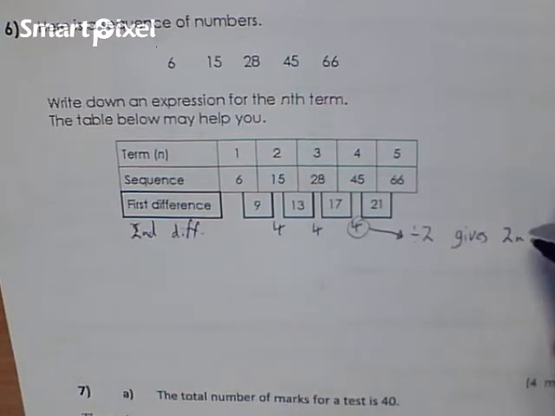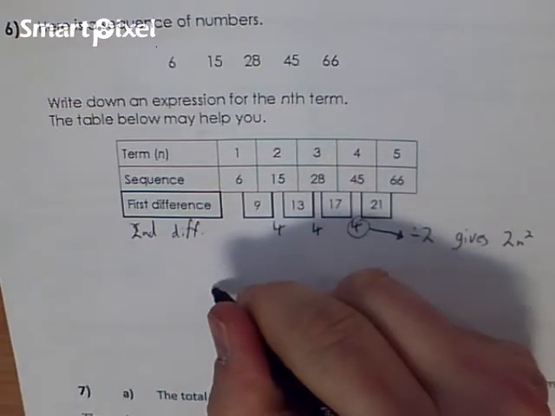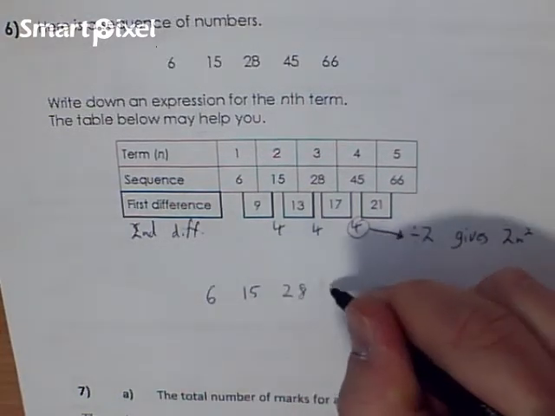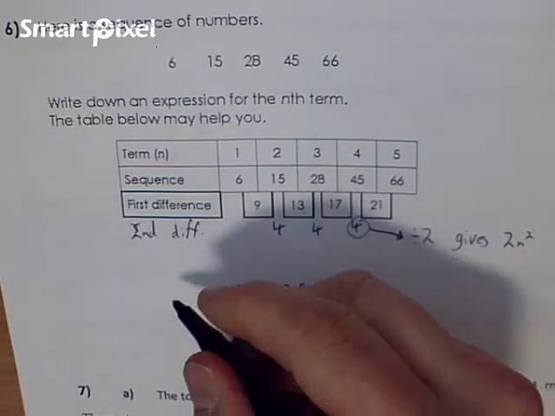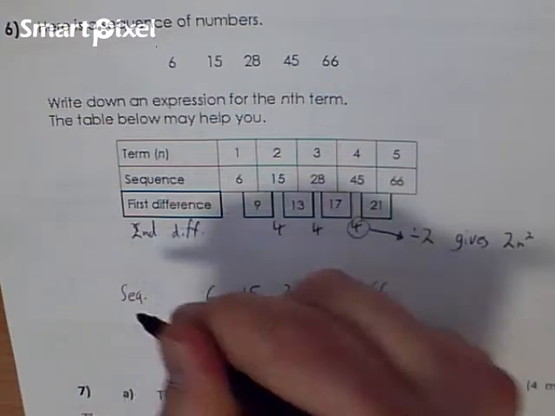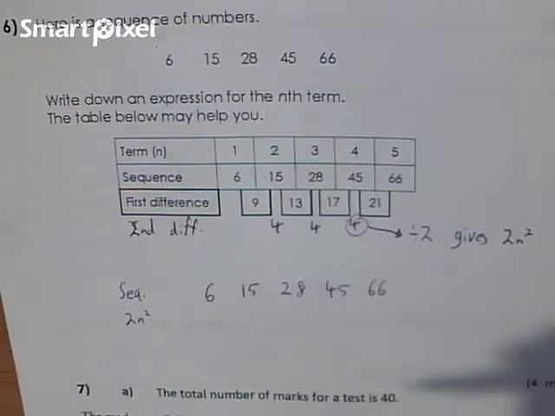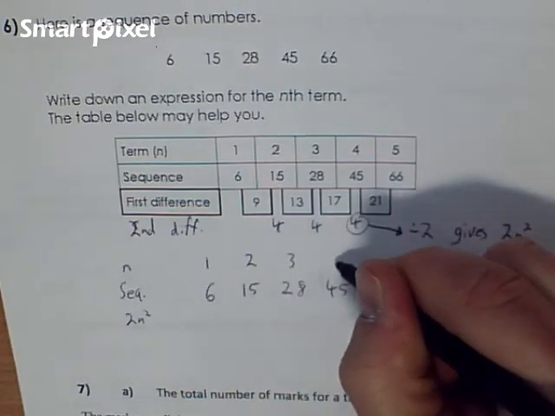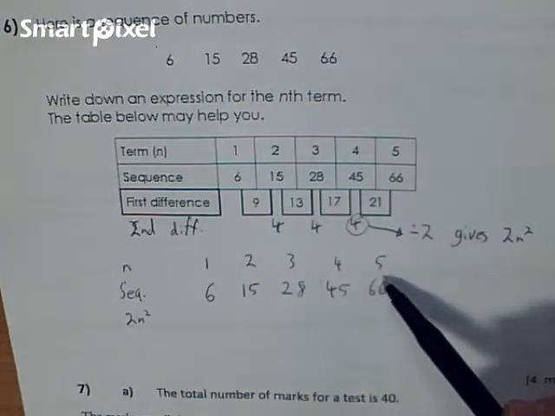2n squared. Okay. Now what I'm going to do is take my sequence, which goes 6, 15, 28, 45, and 66. I'm going to subtract my 2n squared part, because that's part of the sequence, but it's not the whole of the sequence. So here, I'm going to put my n's in as well, just to help me. 1, 2, 3, 4, 5. That's my first term, second term, third term, fourth term, and fifth term.